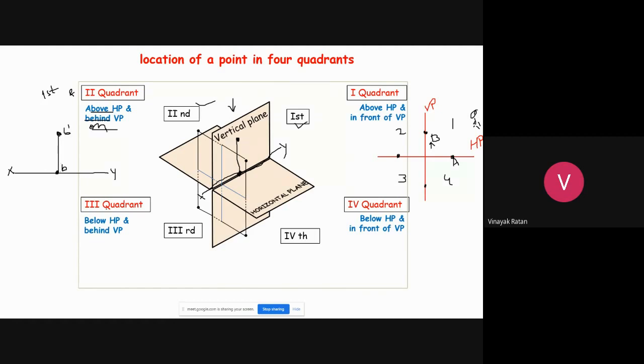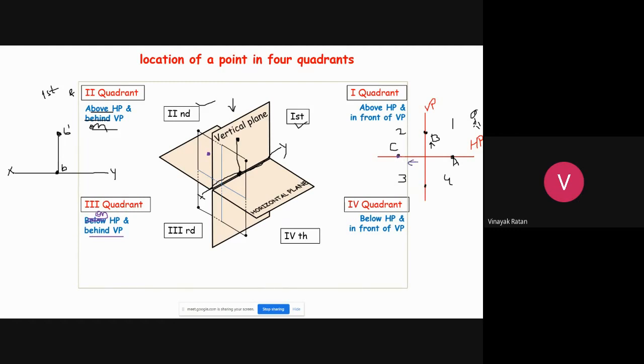Yeah, fine. Now let's move on to the next point, that is point C. Let me just change the color. So point C is here, that is on horizontal plane and behind vertical plane.